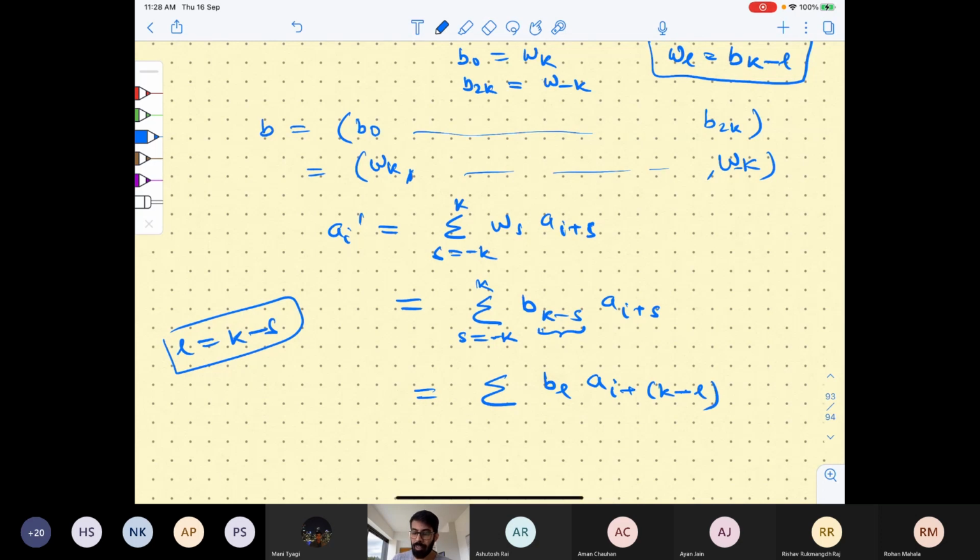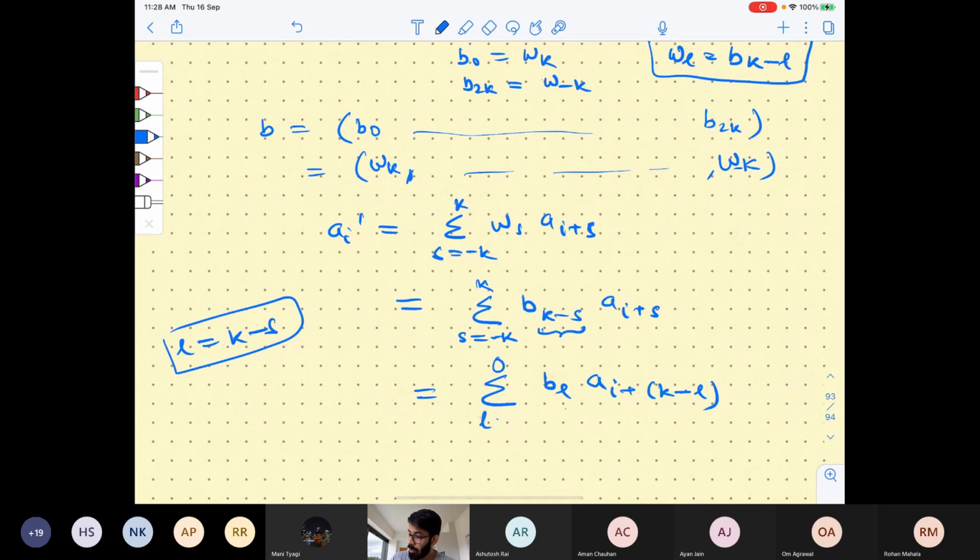What are going to be the indices here? What will L go from? What is the range of L? From 2k to 0. Yes. So since S goes from minus k to k, when S is minus k, L is going to be k minus minus k, which is 2k. And when S is equal to k, then L is going to be 0. So let's say L is equal to 2k to 0, which again does not matter. We can say 0 to 2k also because these are separate terms.